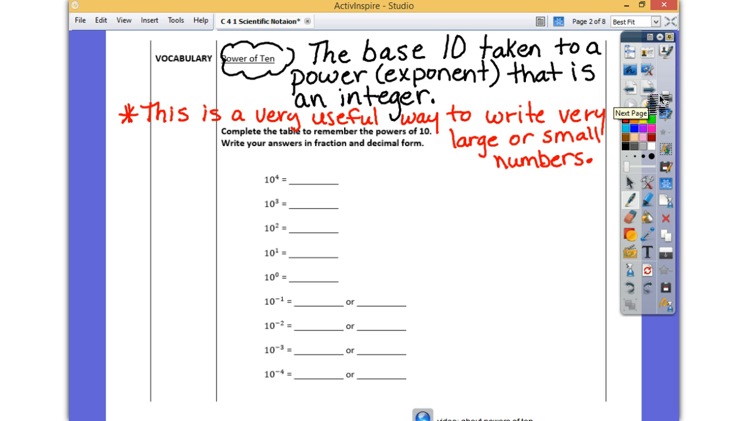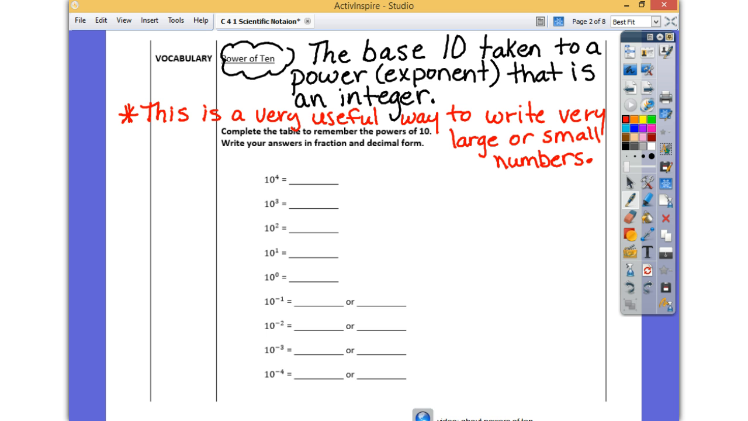All right, write that down, please. Power of 10: the base 10 taken to a power or an exponent that is an integer. Integers are all whole numbers and they're, yes, they're opposites. This is a very useful way to write very large or very small numbers. You see it in your science textbook a lot, like when we're talking about distances from Earth to the sun or that sort of thing, and the metric system, working in that.